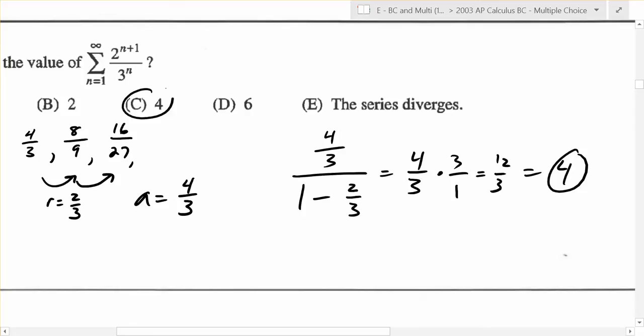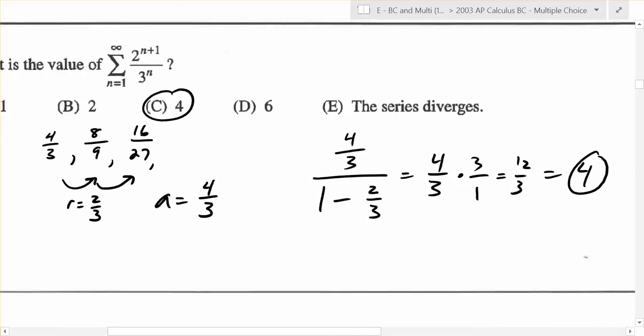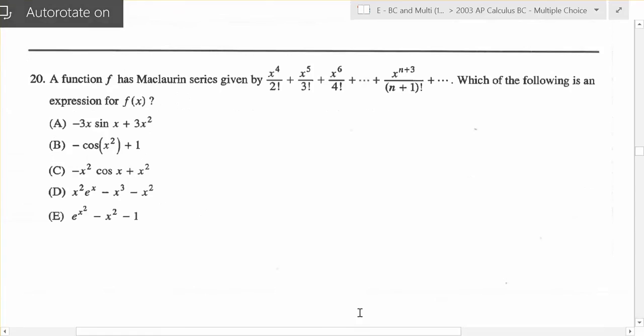Yeah. So this is a geometric series. The absolute value of R is between -1 and 1, so it converges. Yay? We good? Yeah, good. Nice. Good job.